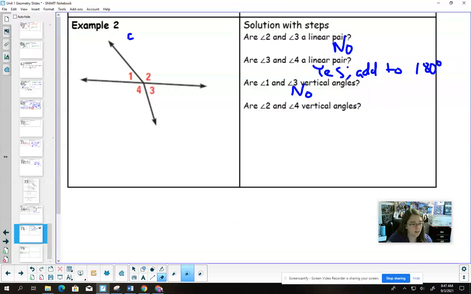So as you can guess, probably, the same thing is going to happen for 2 and 4. Yes, it looks like they're across from each other in the X, but this is not an X. It's like I broke my arm and went, yeah, just like that. It's got to be a perfectly straight X to have vertical angles, and this is not.